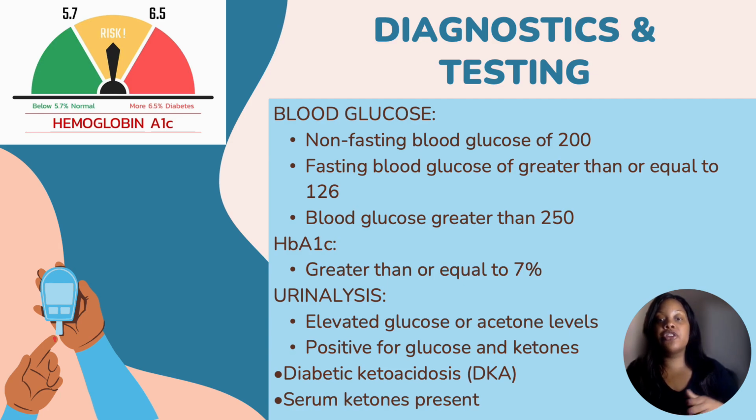And then they're scheduled to come in at 8 o'clock that morning and get their blood sugar checked. So if they have a fasting blood glucose greater than or equal to 126, because that means that patient literally had nothing for all these hours and their blood sugar is still high. If the patient has a blood sugar greater than 250, if they have a hemoglobin A1C of 7 or greater.